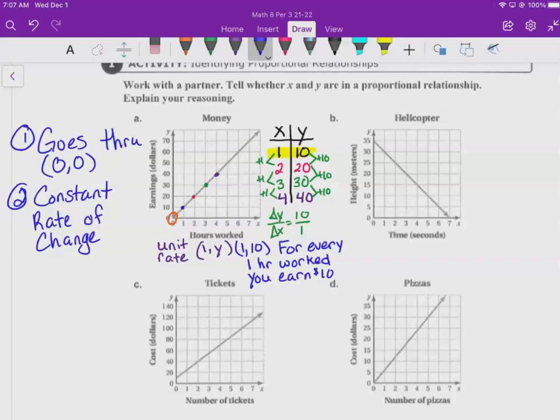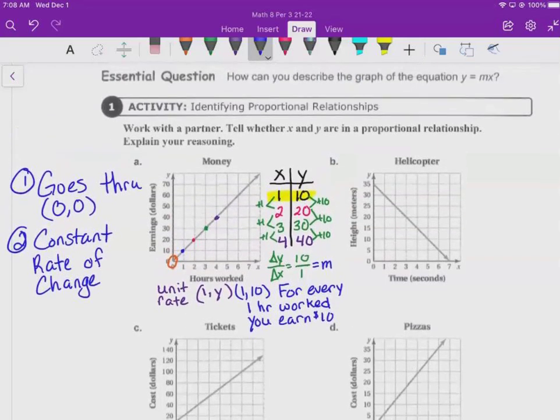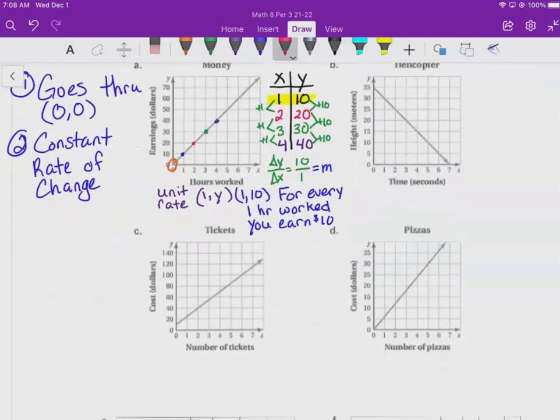Now, one last thing. We know that this is our m. It wants us to actually write these equations in y equals mx. So y and x don't change. The only thing that changes on this is your m. So when it says y equals mx, our m is 10. So the equation of this line is y equals 10x.